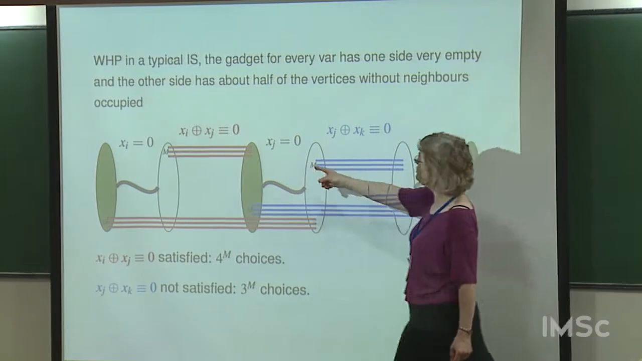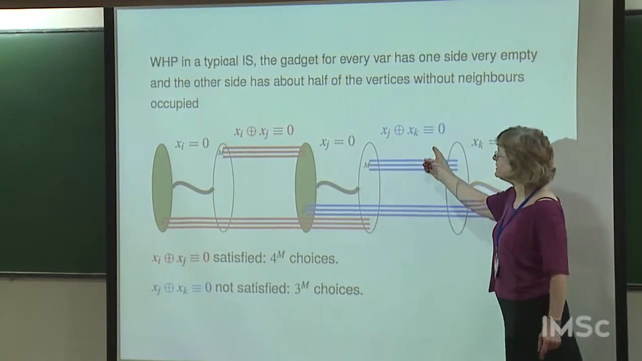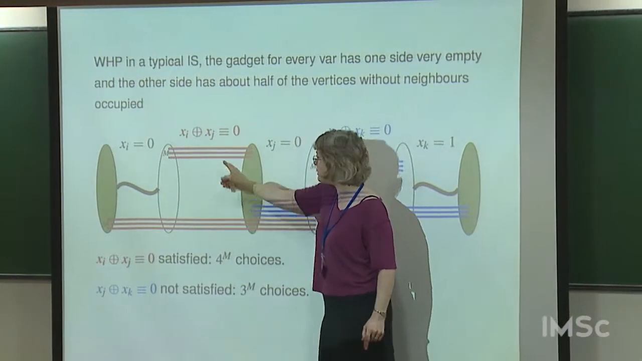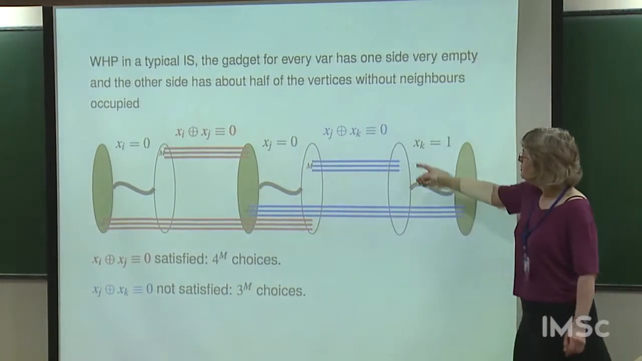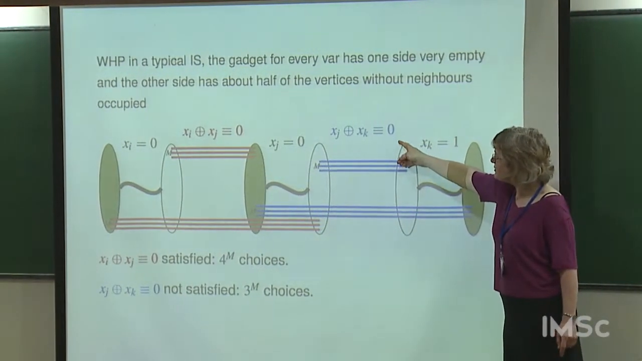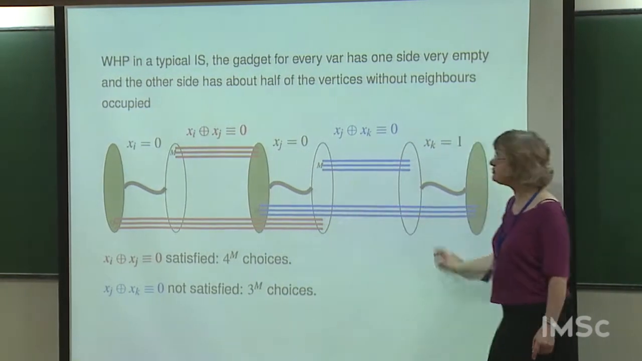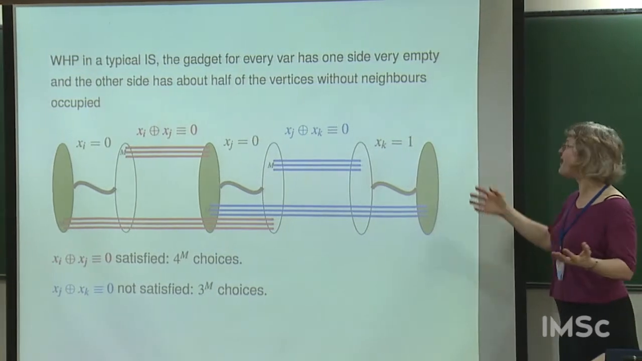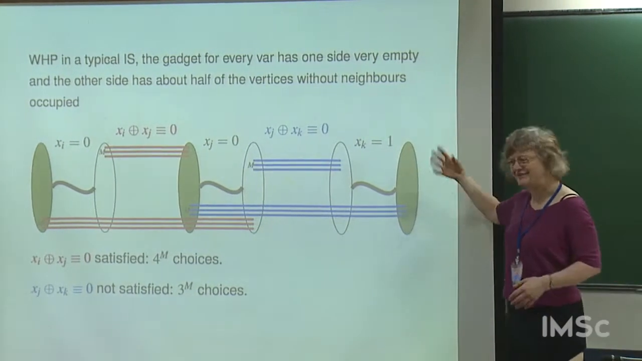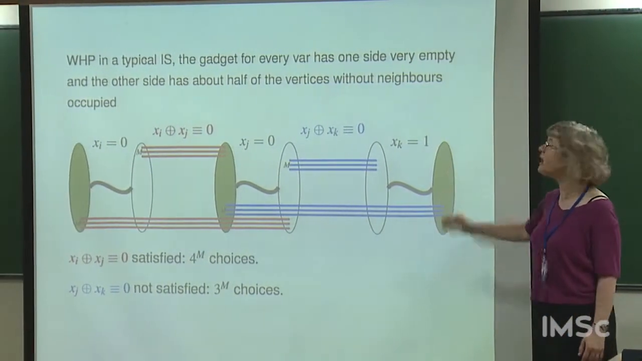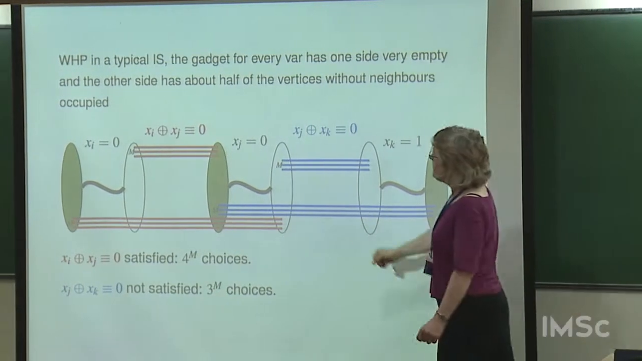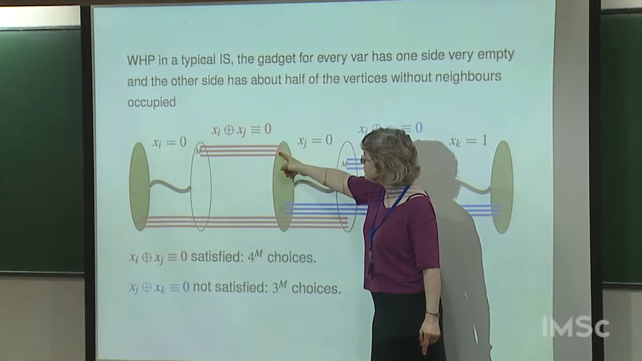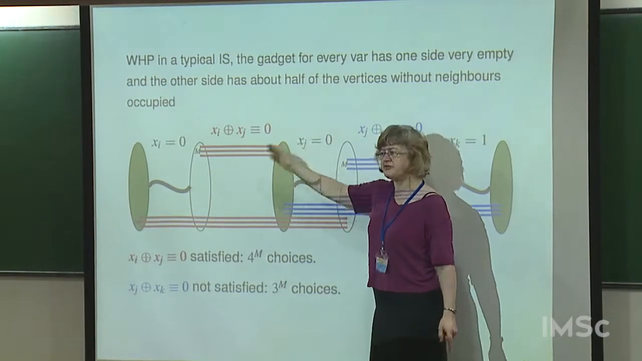Okay, so I have two constraints. I have the constraint xi plus xj is equal to 0, so that's what these red matching edges are for. I also had a constraint xj plus xk equals 0, and so that's what the blue edges are for. Obviously there will be more constraints in the general system, but I just want to talk about what happens here. This constraint is satisfied, right? Because xi and xj are both 0.